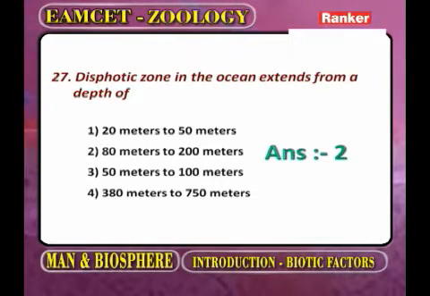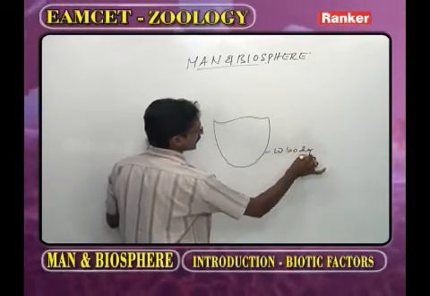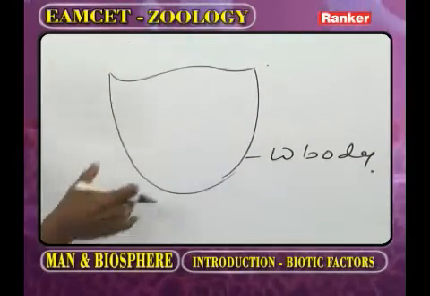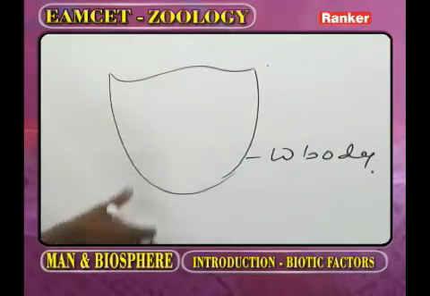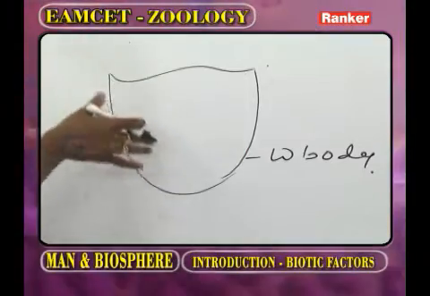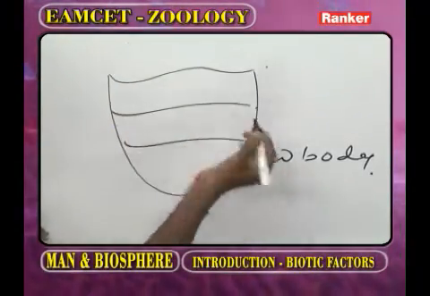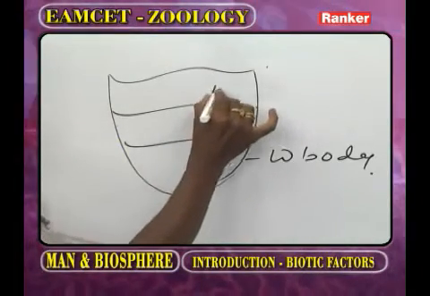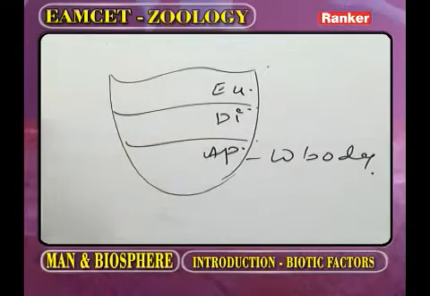Dysphotic zone in the ocean extends from a depth of, depending upon the penetration of light intensity. This is a deep water body. Depending upon the depth of water body, the light intensity decreases. Depending upon the penetration of light intensity, the water body is broadly classified into three regions. One we call it as euphotic, one we call it as dysphotic, one we call it as aphotic.